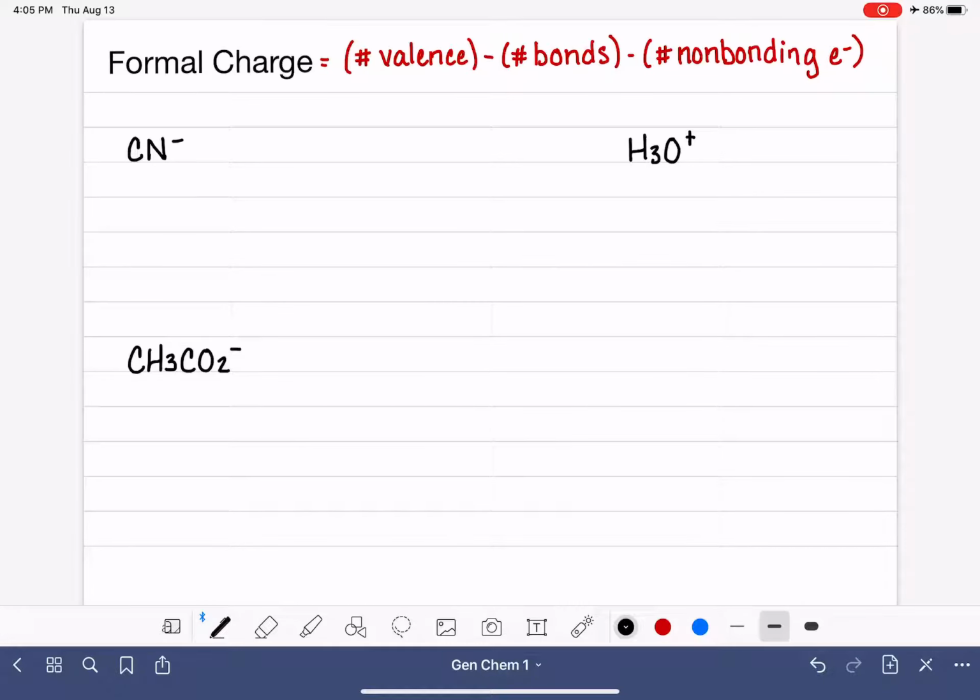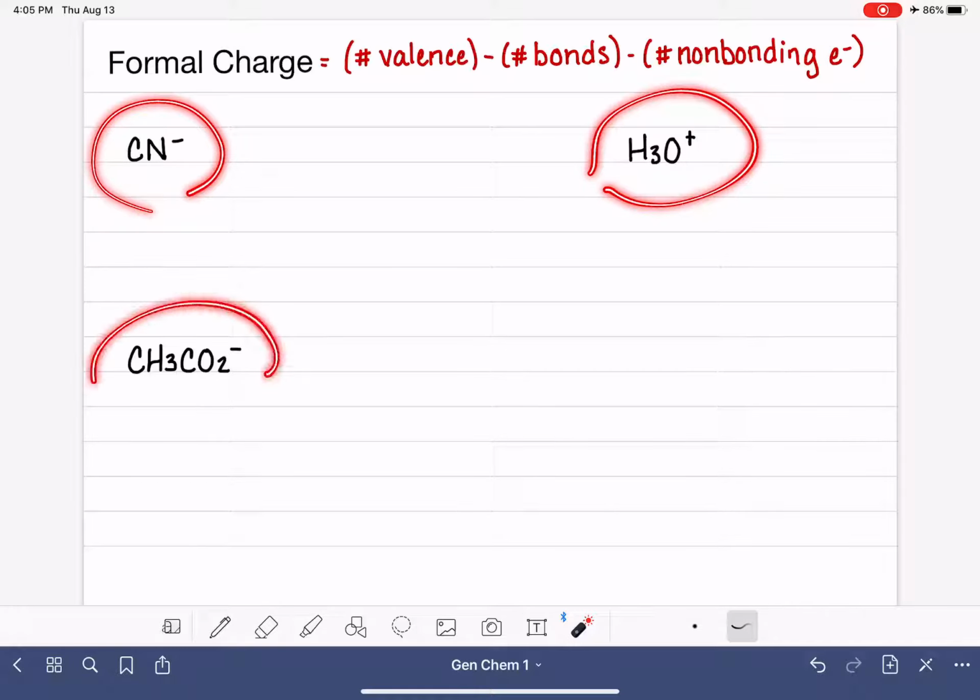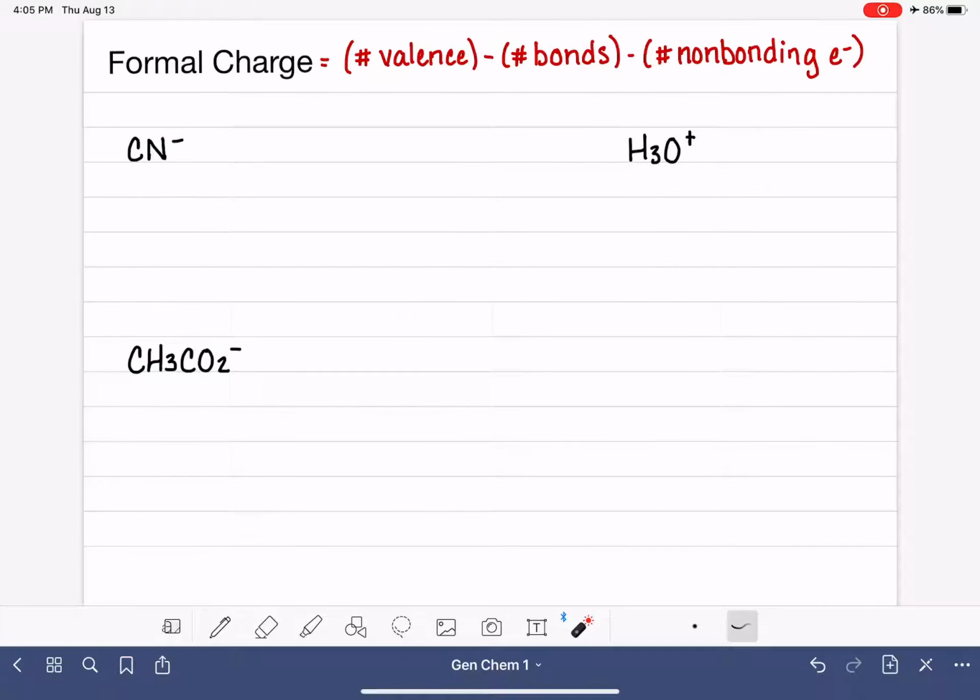In this video, we're going to practice drawing the Lewis structures of these three polyatomic ions, and we're going to be calculating formal charge as a way of evaluating the Lewis structures that we have drawn to determine whether or not they're accurate. So let's start with cyanide, CN minus, and its Lewis structure.